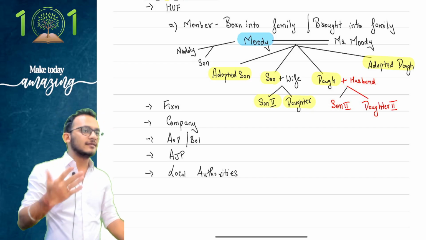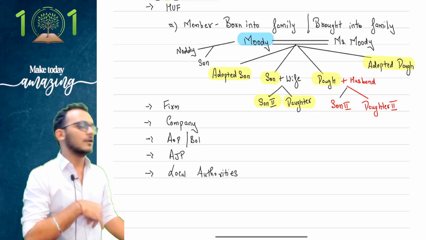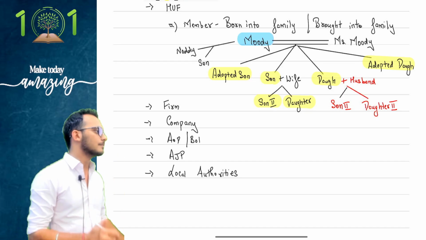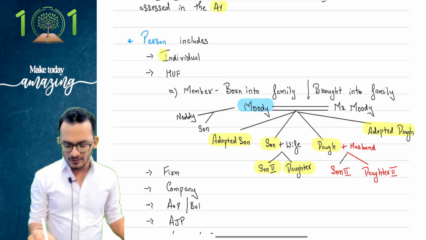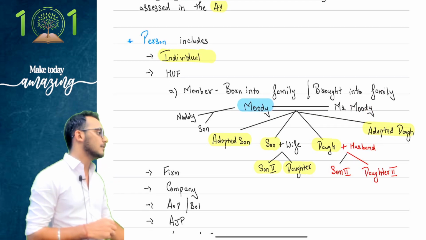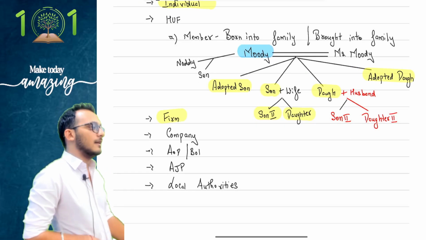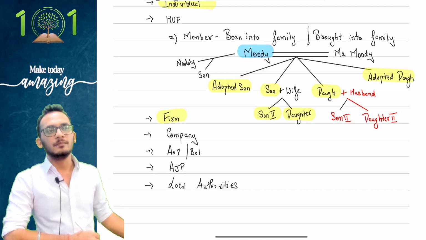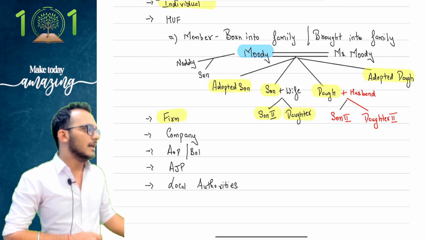Individuals have a different tax rate, companies have a different tax rate, firms have a different tax rate. The only good news for you at CA Inter level is that they're only going to test you on two persons. Person number one is an individual. This is more of your inter syllabus. And second is a partnership firm. These are the only two persons you are going to learn at inter syllabus. Every other person will be dealt with at CA Final level.